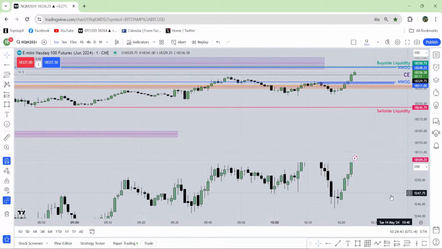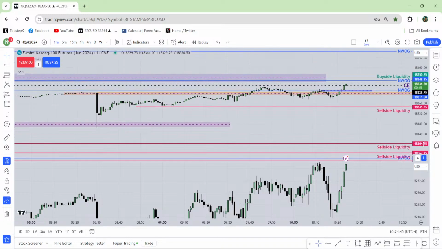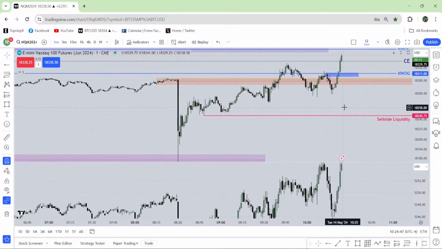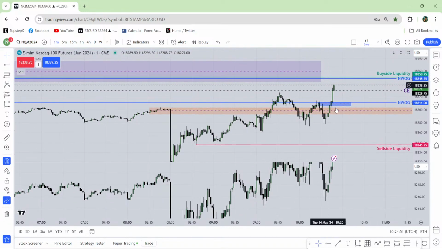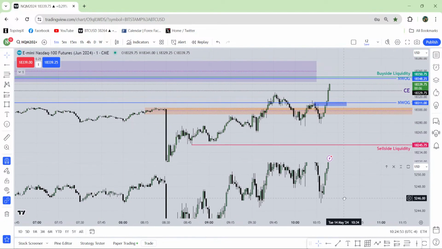Look over here. This is E-mini S&P and this is Nasdaq, right? Over here at the top, this is Nasdaq. Below, this is E-mini S&P. You are seeing this SMT, right?